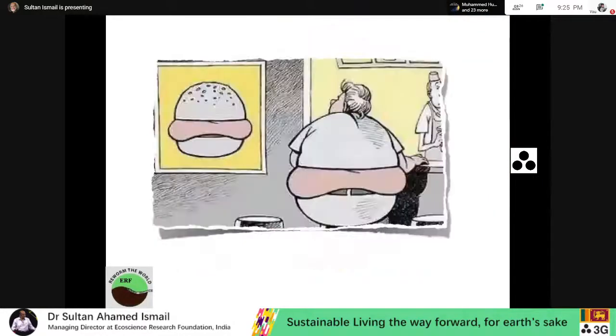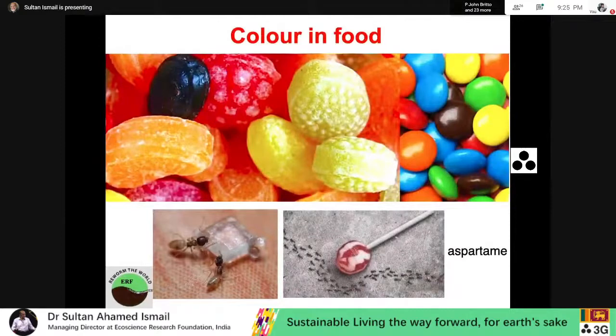So you eat, continue to eat, you become like this. Once in a way is okay. Please be careful with obesity. Color in food. I think CAP does a lot of work on this.